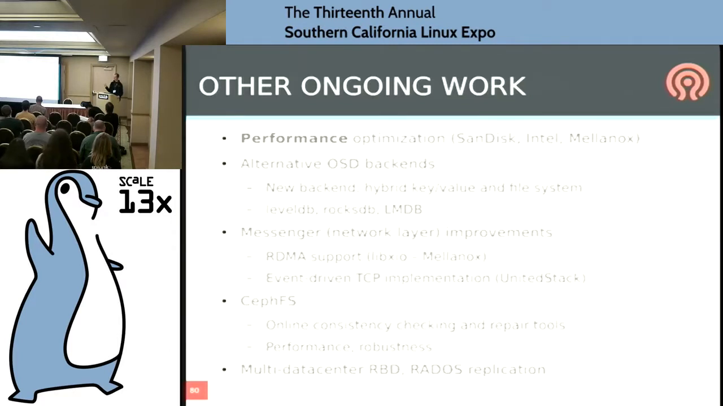On the network layer, there's RDMA support that just went in, which came from Mellanox. That's pretty exciting. And there's also a new network implementation that's event-driven instead of thread-driven. That also seems to be faster, but they're in the process of being stabilized.